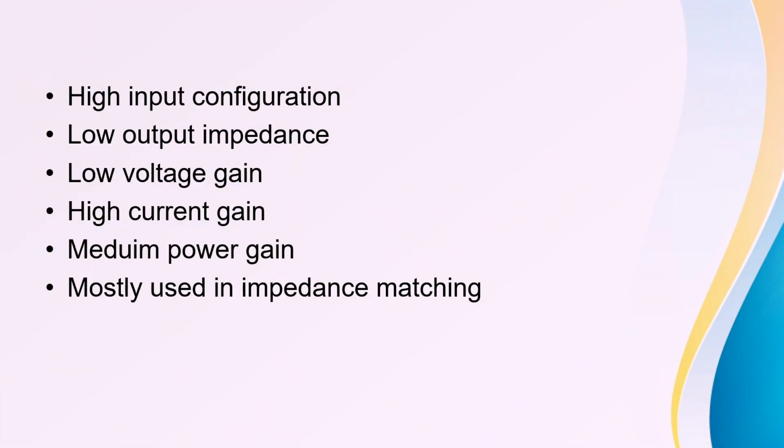The common collector configuration has high input impedance and low output impedance. It has low voltage gain, high current gain, and the power gain of this configuration is medium. This configuration is mostly used for impedance matching. That is, a high impedance source is used to drive a low impedance load.